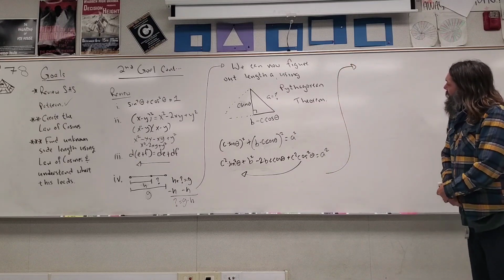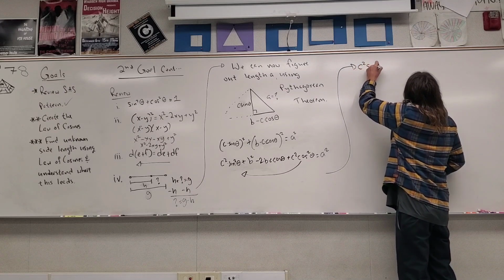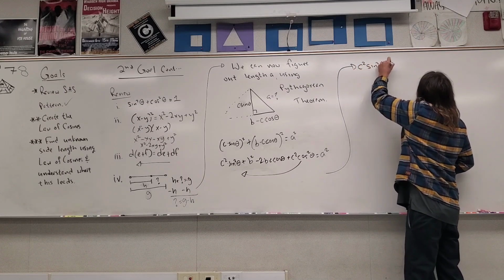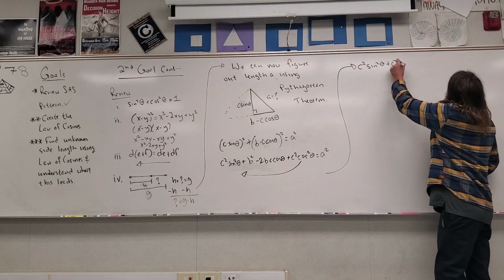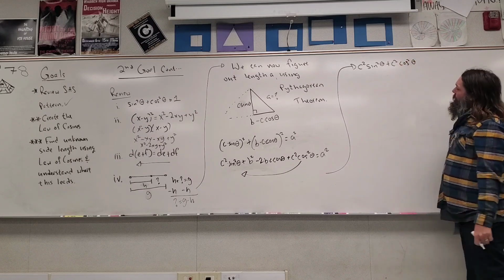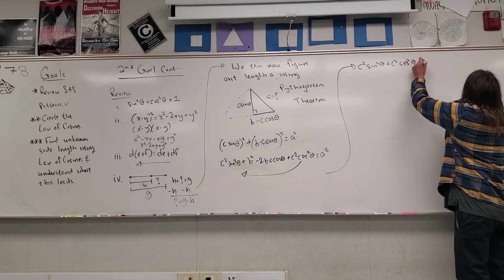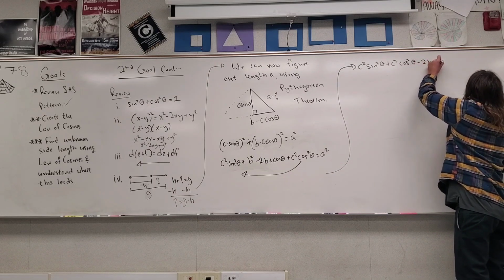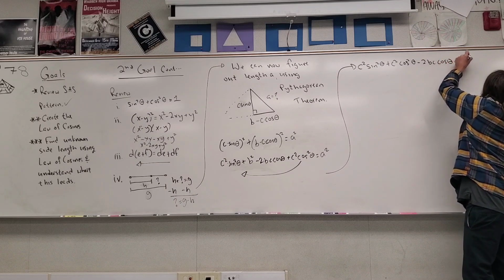And we are going to get now c squared times sine squared of theta plus c squared times cosine squared of theta minus 2bc cosine of theta, and this is equal to a squared.